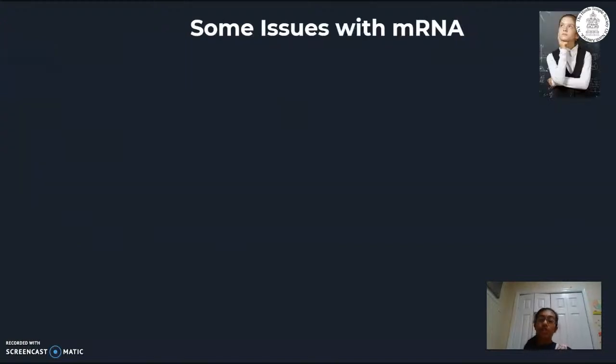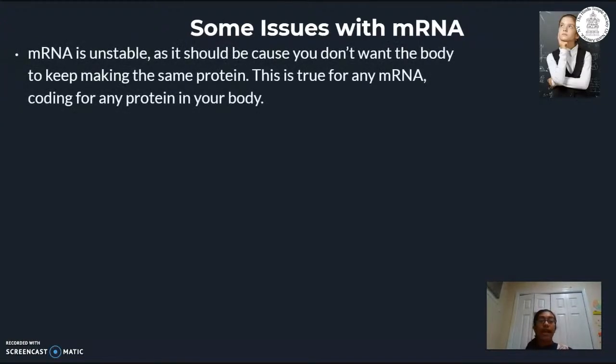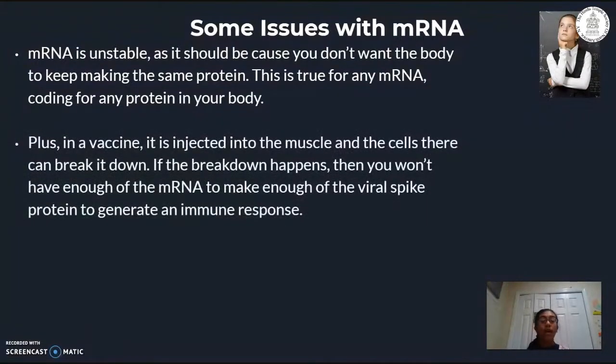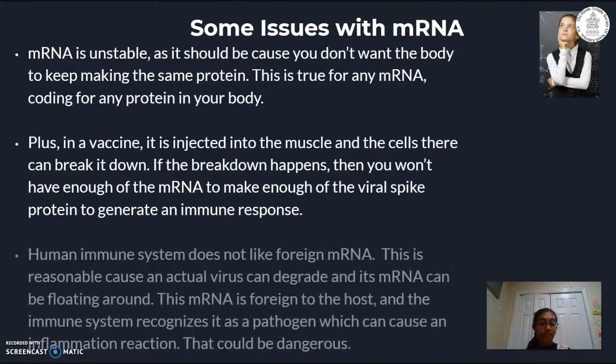But there are some issues with this mRNA. mRNA is unstable. Well, it should be, because you don't want your body to keep making the same protein. This is true for any mRNA coding for any protein in your body. Plus, in a vaccine, it is injected into the muscle and the cells there can break it down. If the breakdown happens, then you won't have enough of the mRNA to make enough of the viral spike protein to generate an immune response.